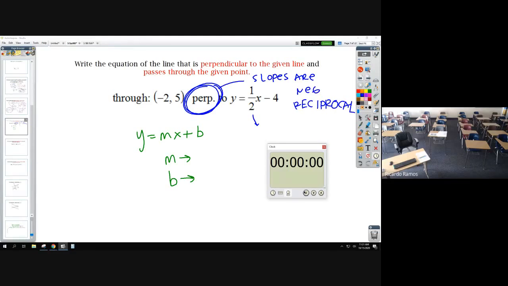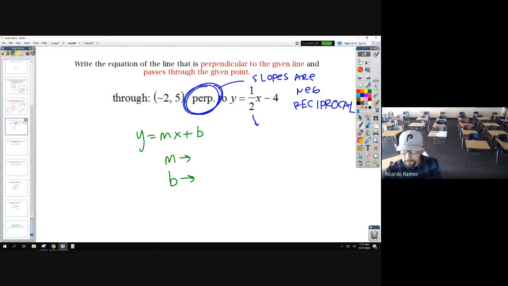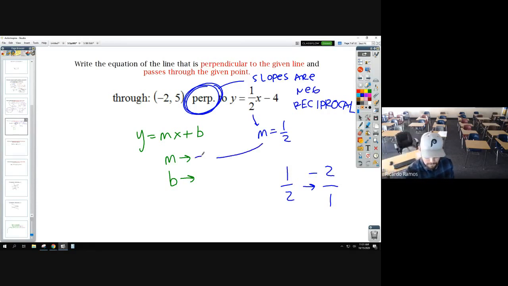Okay. All right, let's work through it. So first off, the slope of this line is 1/2. Okay. Slopes are the negative reciprocal of each other. So what's the negative reciprocal of 1/2? Flip it. Switch the sign. That's -2, right? Slope is -2 of the line we're going to write the equation to.